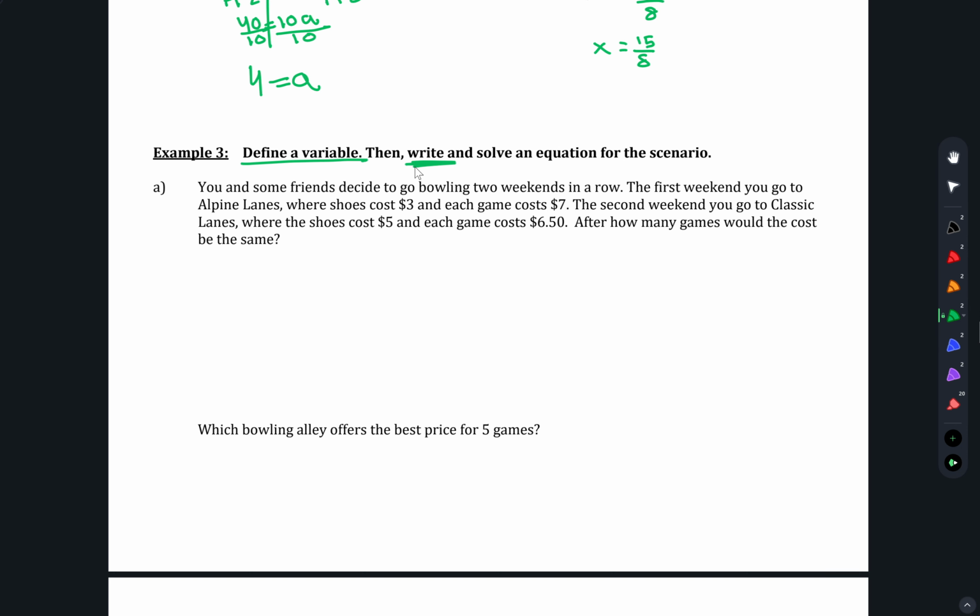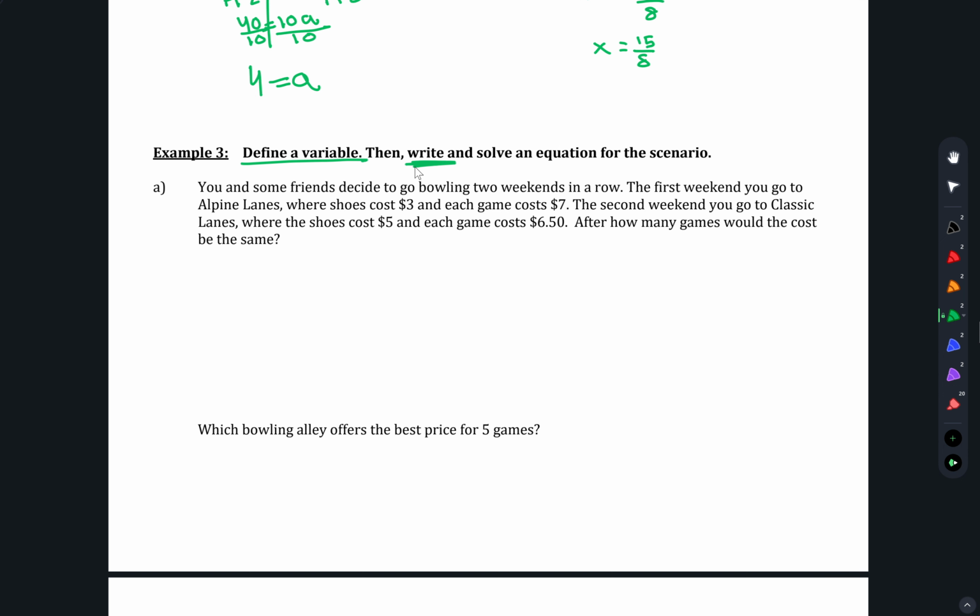Letter A. You and some friends decide to go bowling 2 weekends in a row. The first weekend, you go to Alpine Lanes, where shoes cost $3 and each game costs $7. The second weekend, you go to Classic Lanes, where the shoes cost $5 and each game costs $6.50. After how many games would the cost be the same?